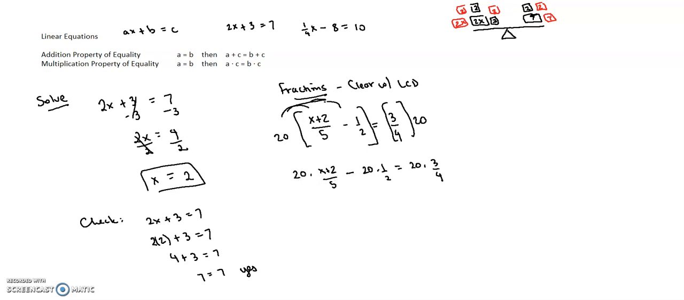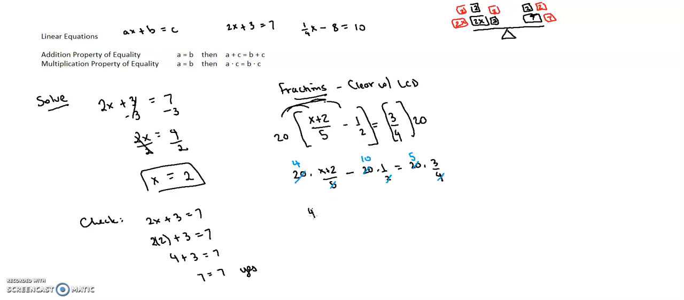Let's see what happens. 5 goes into 20. Let me do this in another color. 5 goes into 20 4 times. So I'm going to reduce that. 2 goes into 20, and I'm left with 10. 4 goes into 20, and I'm left with 5. If you don't clear all the fractions, that means you picked the wrong number and you've got to go back and pick a new one. So now what are we left with?